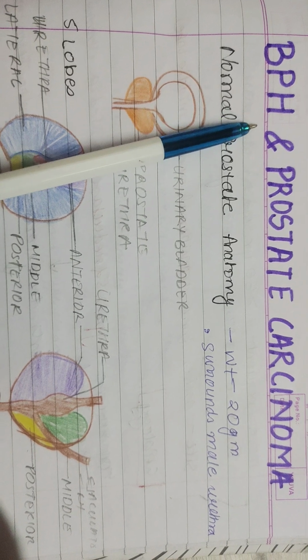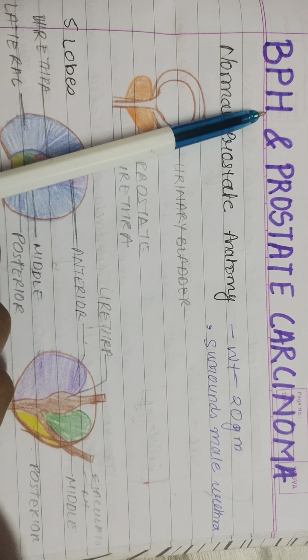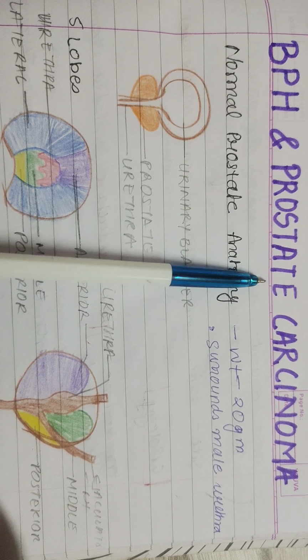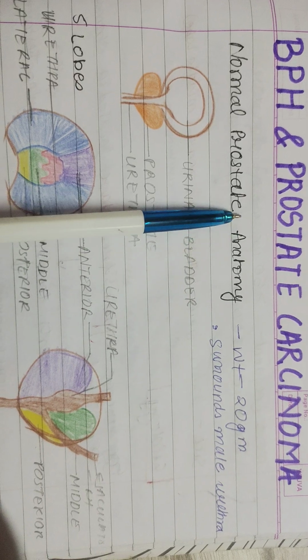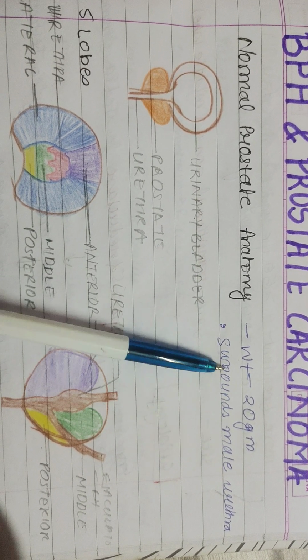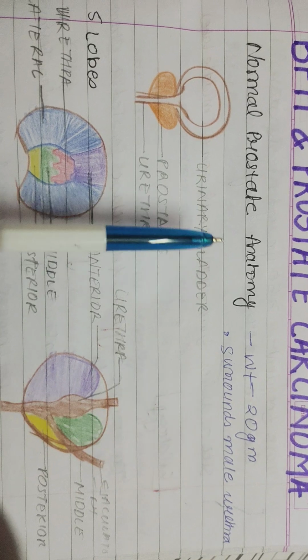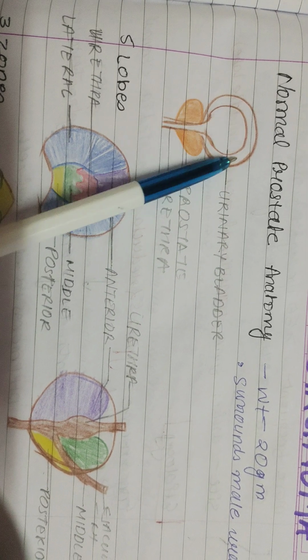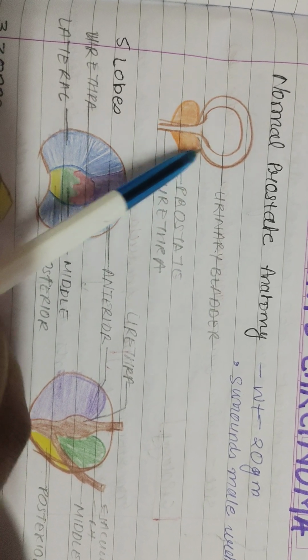Now let's study today's topic: benign prostatic hyperplasia and prostate carcinoma, in which we first see the normal anatomy of the prostate. The weight of the prostate gland is 20 grams and it surrounds the male urethra. Here we see the urethra, prostate and urinary bladder.